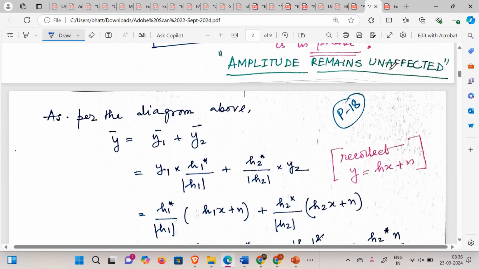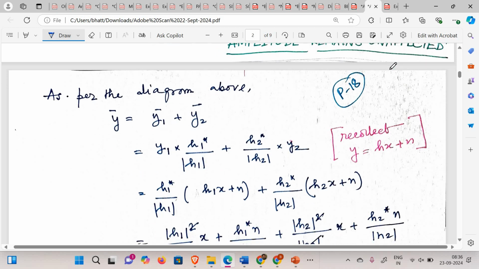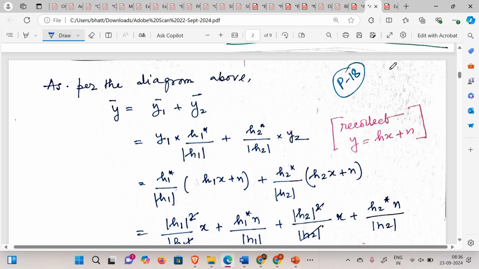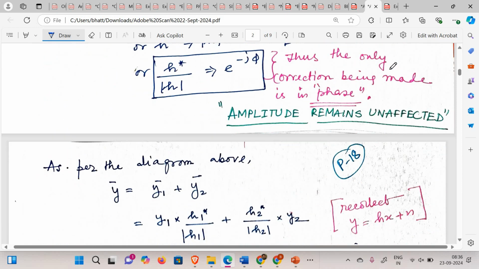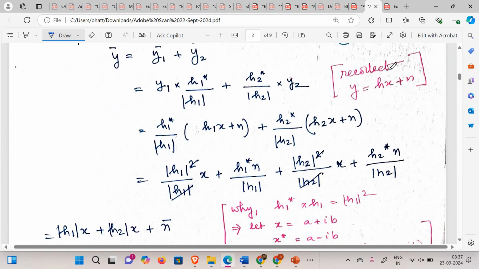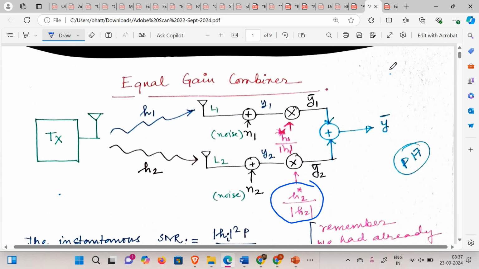If you see over here, we go on with the same type of calculation as we have done for the MRC. So we have y bar, which is given by the combined value of y1 and y2. Why? Because you can see here, y is nothing but of y1 and y2. And what is y1 and y2? It is nothing but the combination of y1 with this multiplication and y2 with this multiplication. So that is being done over here. So y1 into h1 star over absolute value of h1, and h2 similarly. What is y1 and y2? If I go back, y1 and y2 is nothing but n1 plus h1 x1, and n2 plus h2 x. So this is being shown over here.